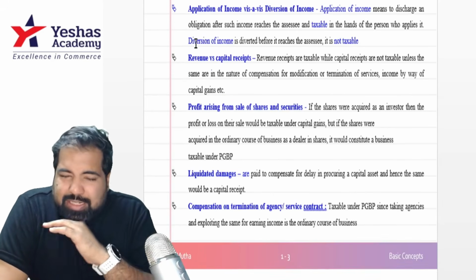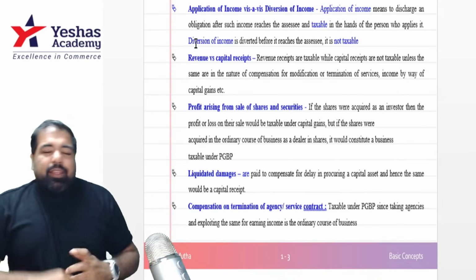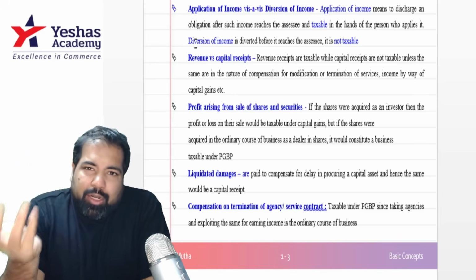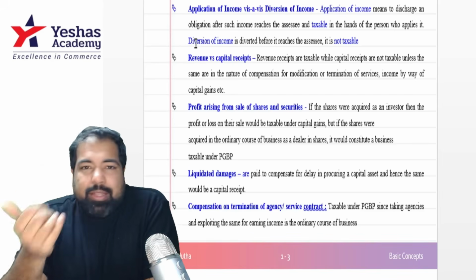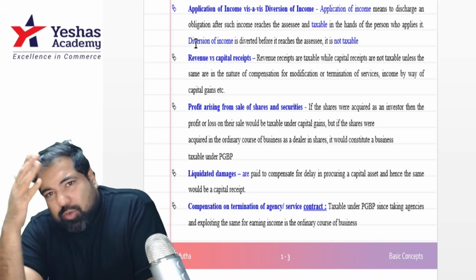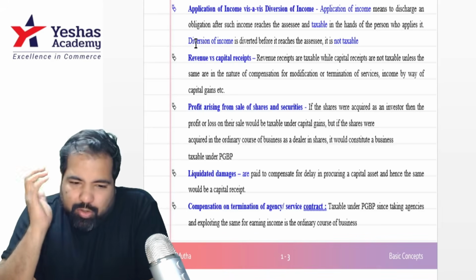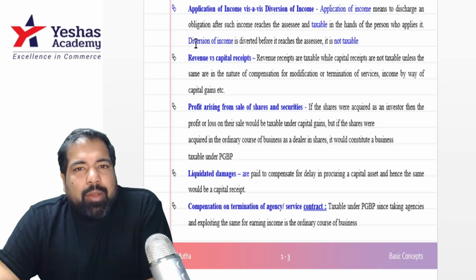Application of income versus diversion of income. I got salary, I donated that money, or I bought an iPhone. The government says that is application of money. We don't care, you'll be taxed. But diversion of income is when, before it reaches you, it goes away. That's called diversion. Diversion is not taxed. If you want to remember it, application is taxed.